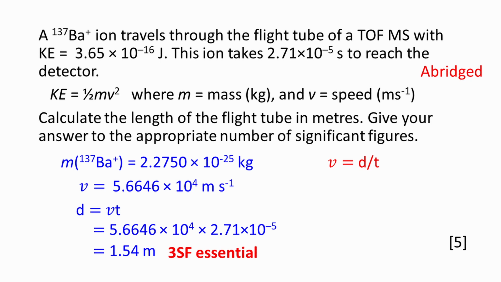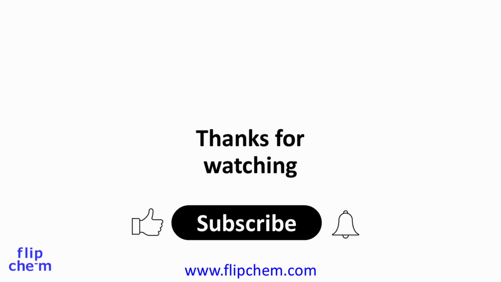All of the data used to calculate the final answer is given to at least 3 significant figures. It is appropriate to use 3 significant figures for the final answer. It is a good idea to use at least 5 significant figures in your working out to avoid a rounding error. That was quite a long calculation.